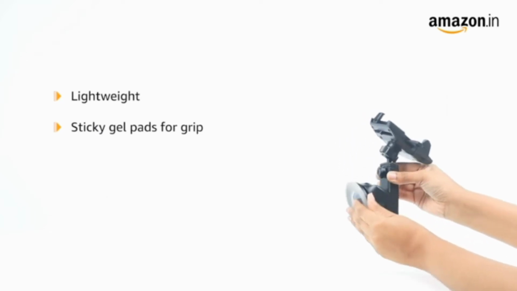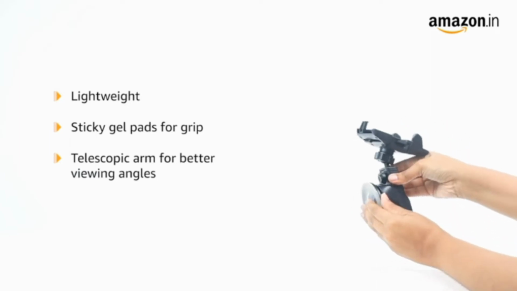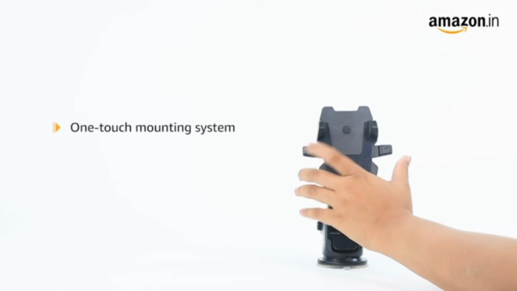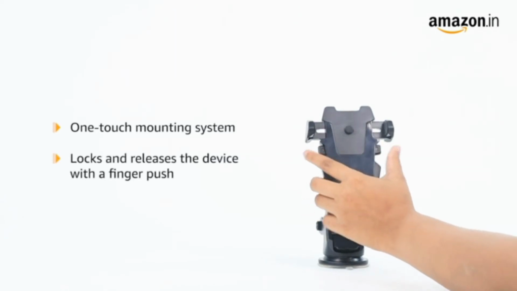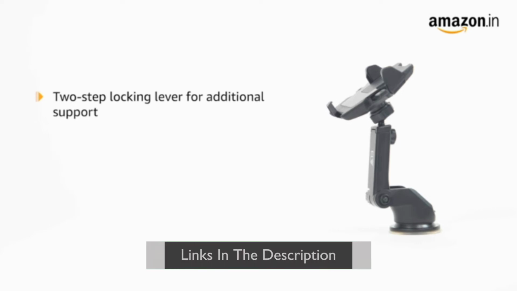In addition, it is equipped with a telescopic arm for better viewing angles. The holder is a functional smartphone mounting solution. The holder has a one-touch mounting system that locks and releases the device with a finger push. The two-step locking lever provides additional mounting support for multiple surfaces.